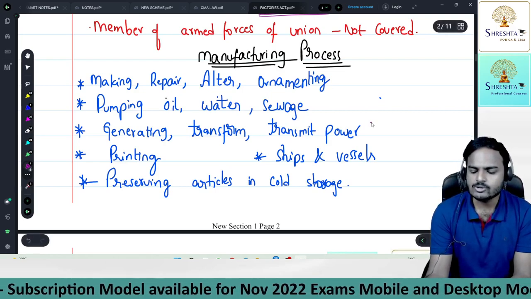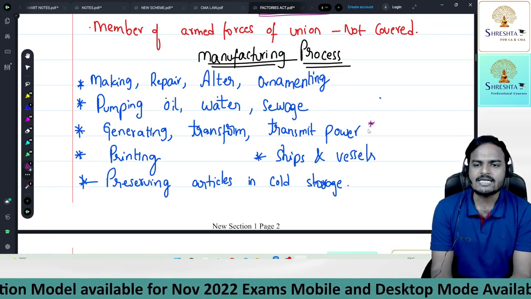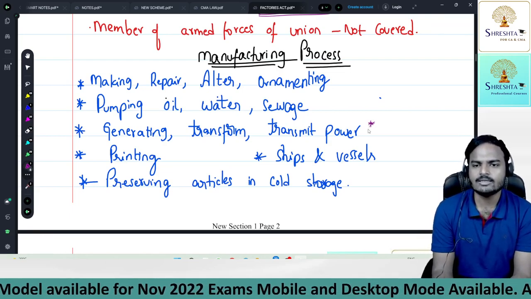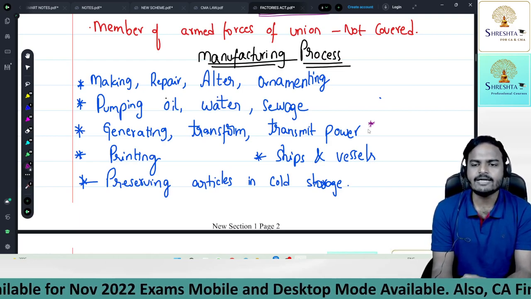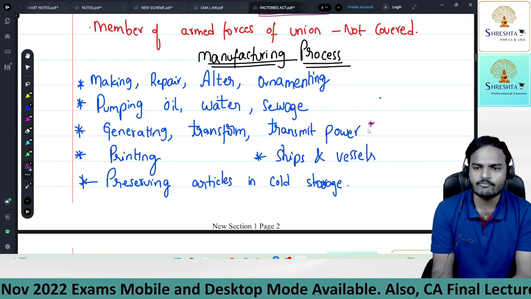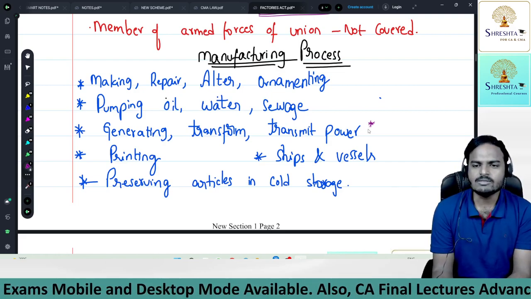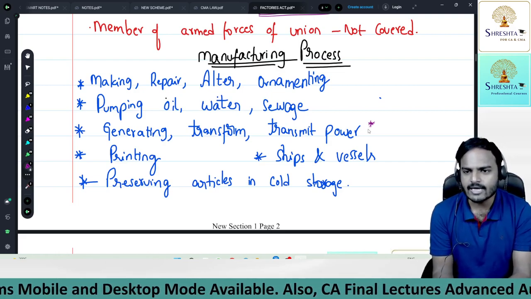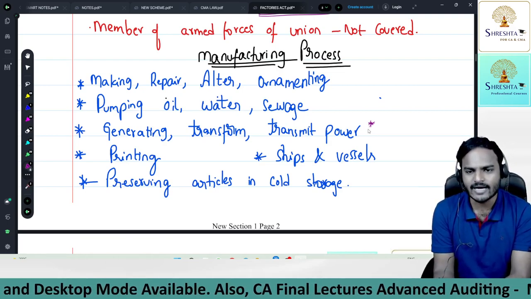One small point, my dear students, based on a decided case study. The court held that power stations and substations won't come under the factory definition because there is no manufacturing process. It's simply regulating the power, increasing the capacity of power or reducing the capacity of the power, switching off the power. So simply no manufacturing process is carried out. That's why power stations and substations won't come under the definition of factory.